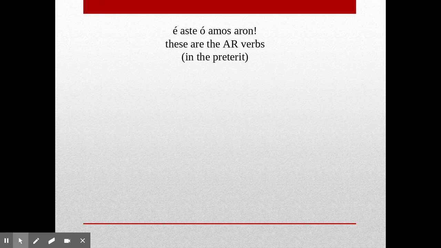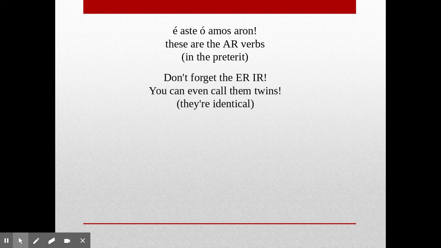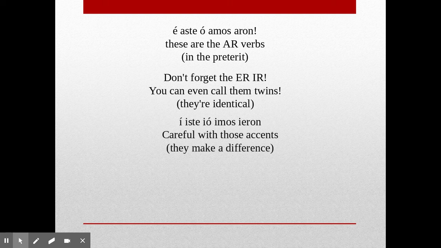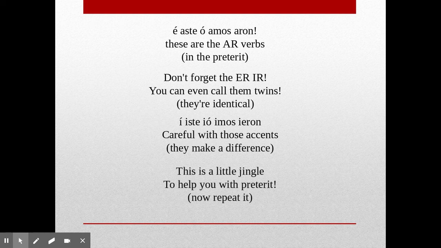é, aste, ó, amos, aron. These are the AR verbs in the preterite. Don't forget the ER, IR. You can even call them twins. They're identical. Í, iste, ió, imos, ieron. Careful with those accents. They make a difference. This is a little jingle to help you with the preterite. Now repeat it.